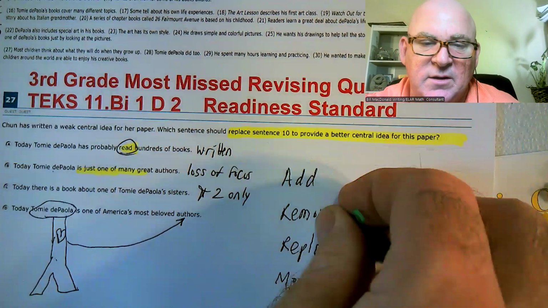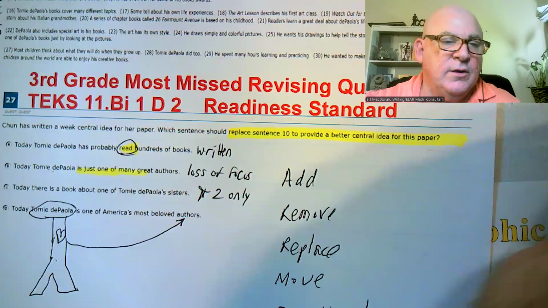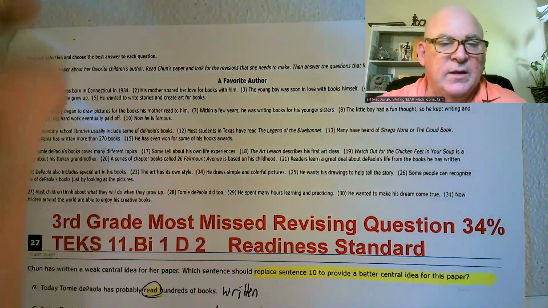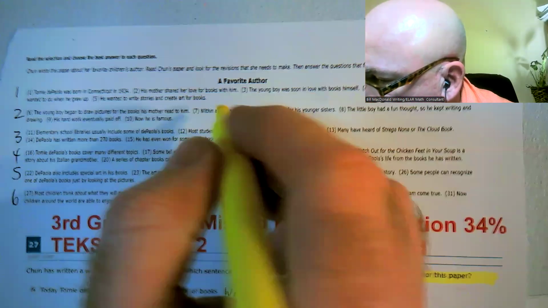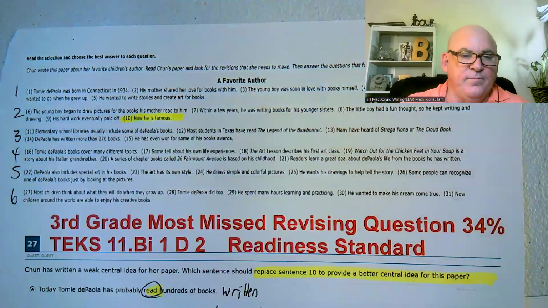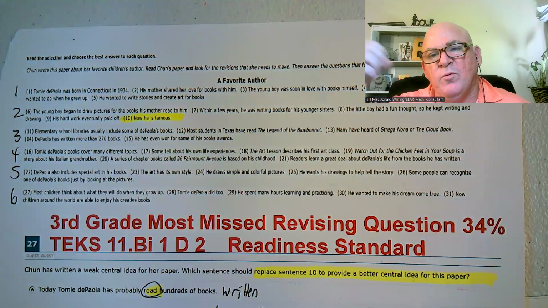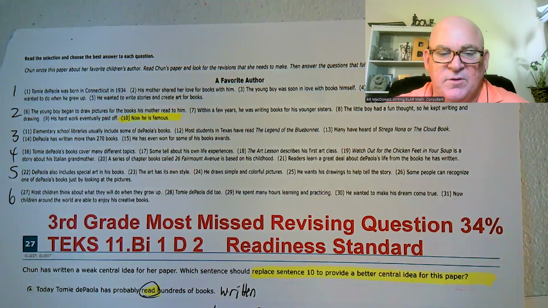And that's what happened in this case. Okay. So sentence 10, and when you look at it, sentence 10 says, now he is famous. In my opinion, a good central idea should not be so vague. So the idea is remove things that are vague and replace them with something that is more specific.